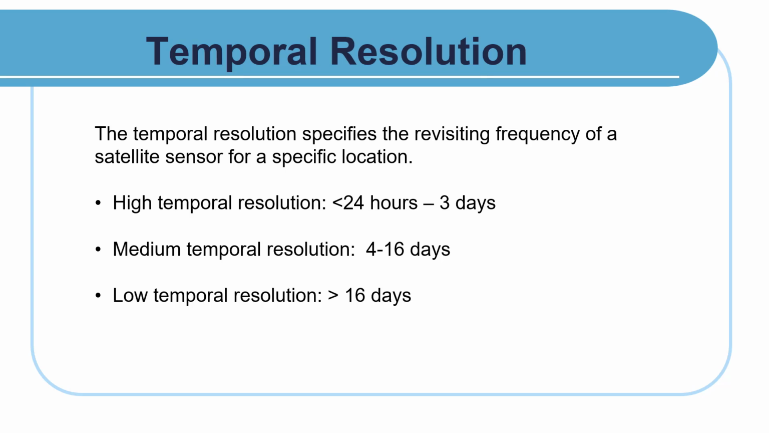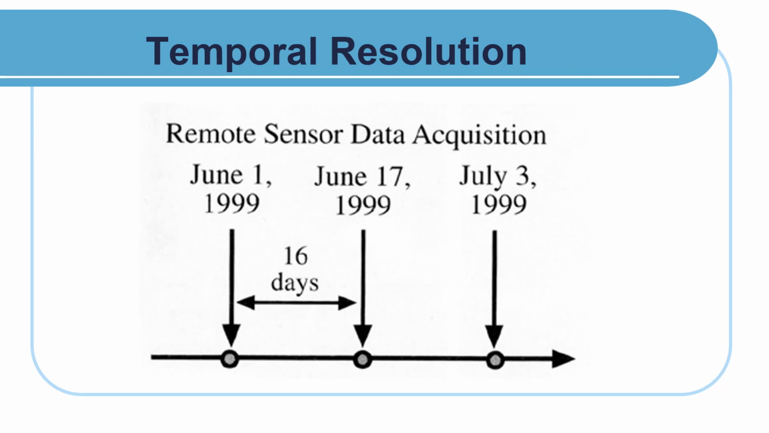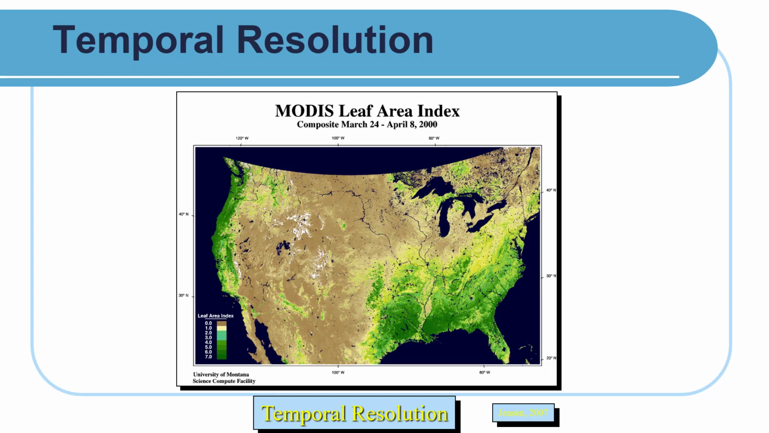The Landsat imagery that we work with in our workbook has a revisit time of 16 days. Here is just a schematic showing you that the Landsat data is collected every 16 days, so June 1st of 1999, June 17th, and then again on July 3rd.